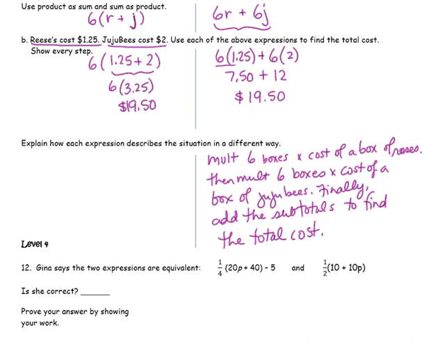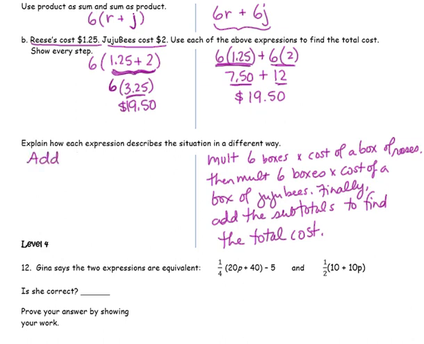So that's 6 boxes times $1.25 for the Reese's, then 6 boxes times $2 each. So that's $7.50 for the Reese's, $12 for the Jujubes, then we add it together. On the right side, you add together the cost of the candy for one person. So it's $1.25 for their box of Reese's, $2 for their box of Jujubes, so $3.25 for the candy for one person. Then you multiply it by 6 to get the total cost.